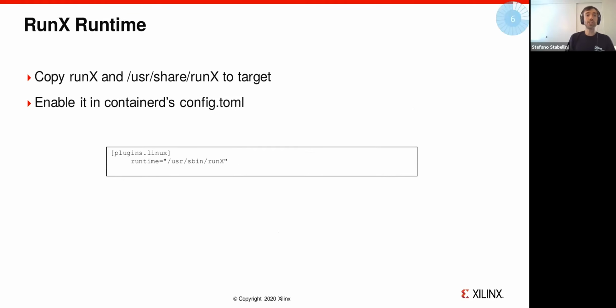At runtime, you just need to install the RunX main script and the directory /usr/share/runx to the target, and configure containerd to use RunX instead of runc. With the 2 lines you see here on the screen in config.toml, you're going to get RunX running by default. Of course, the best way to run RunX is really with a tailored environment.